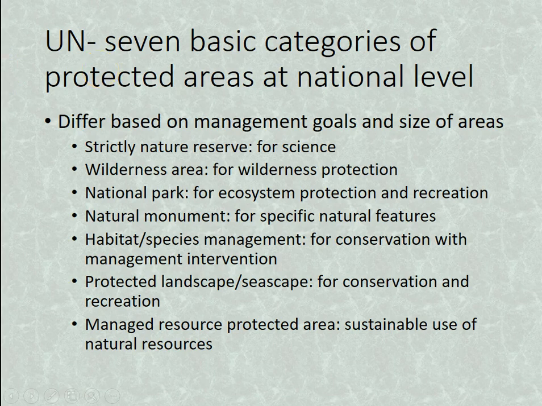Okay, so there are 7 basic categories of protected areas according to the UN, the United Nations. If you look in the US, it'll be slightly different, but these are the general types. The different types are based on the management goals. Like, why are you doing this? Is it for science? Is it for forestry? And the size of the areas.